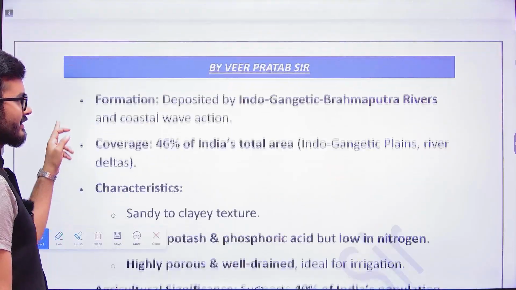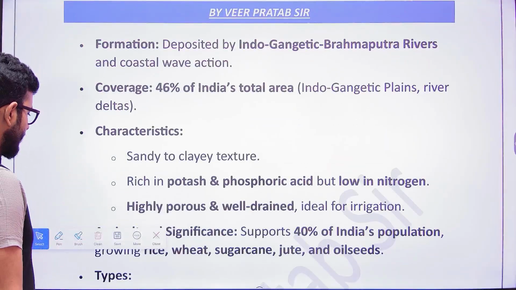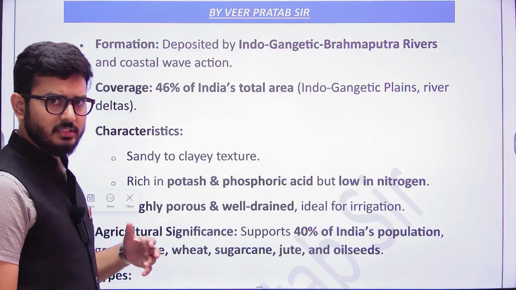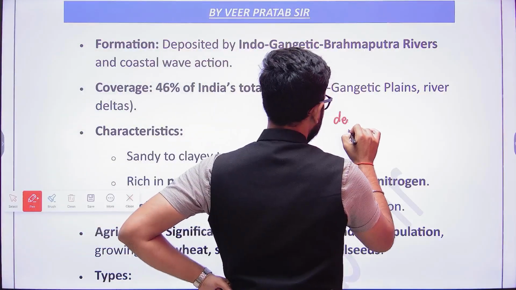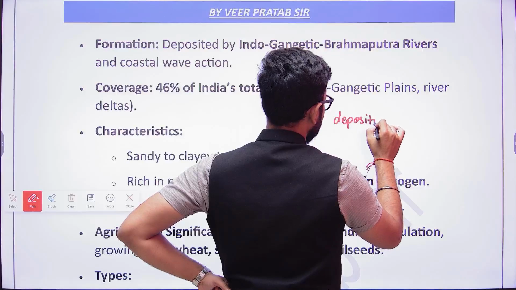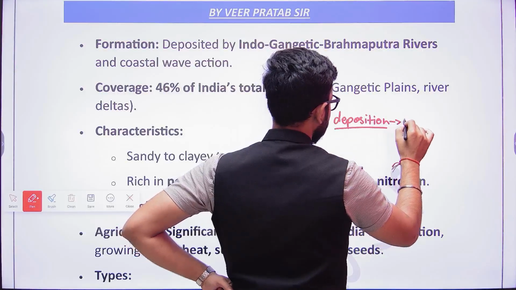Now, how has the alluvial soil been created and where is it generally found? The alluvial soil is created when there is a deposition of certain eroded materials by the rivers.